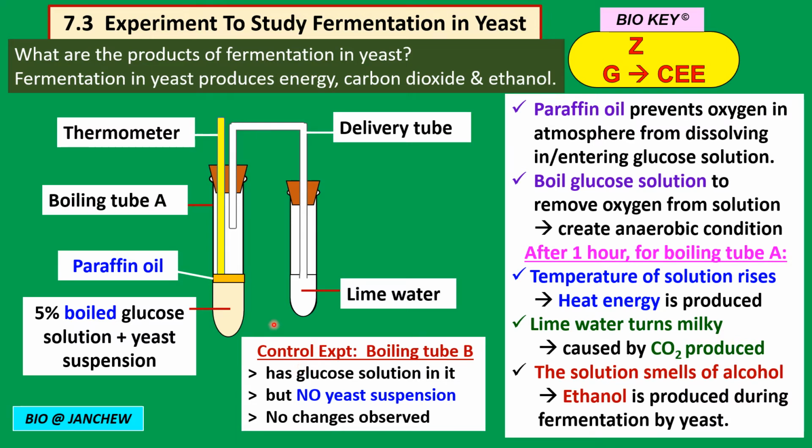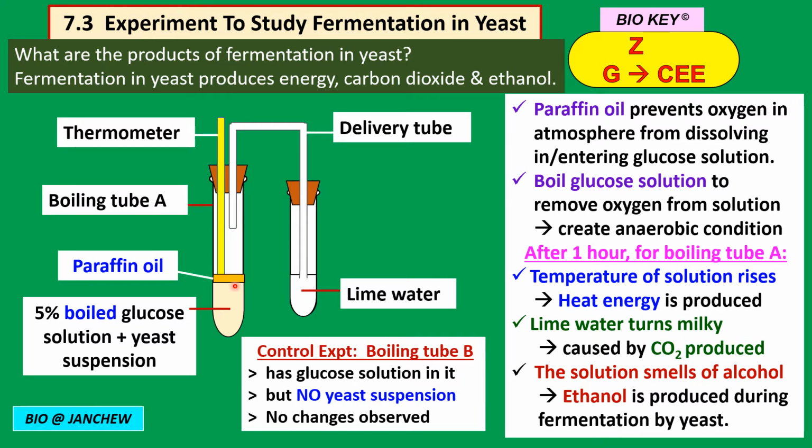Okay, so next we create the anaerobic condition also by putting in some paraffin oil into the boiling tube A and B, and the paraffin oil will float on top, right? So it will prevent oxygen from the atmosphere or from the air here from dissolving in the boiled glucose solution. All right, so in that way it also helps to create the anaerobic condition, right? Here it says paraffin oil prevents oxygen in atmosphere from dissolving in or entering the glucose solution. Okay, so paraffin oil is poured into both boiling tube A and B.